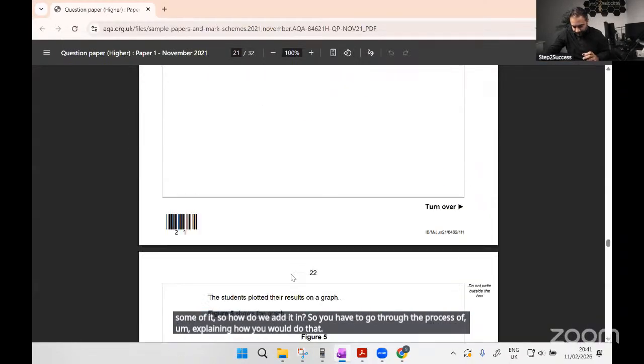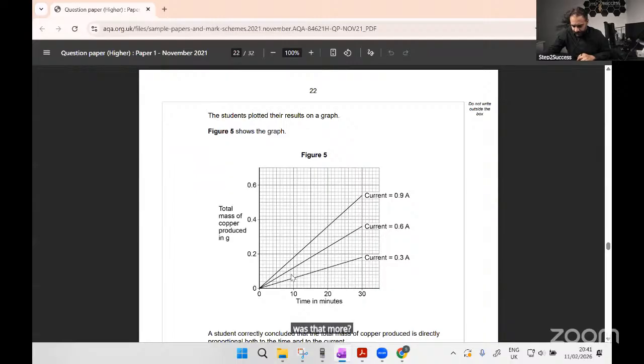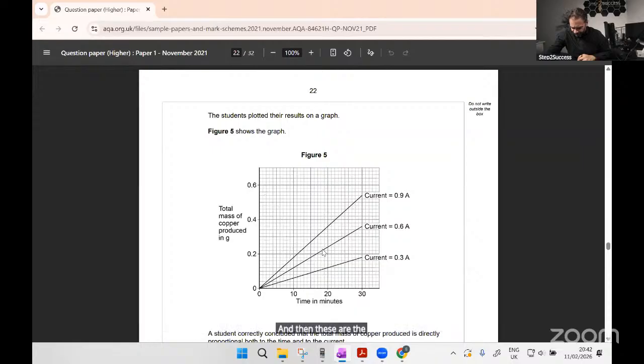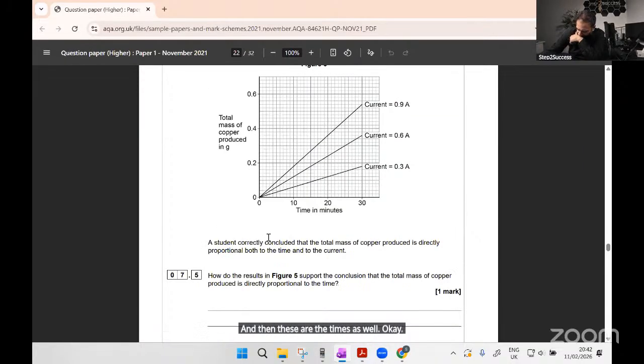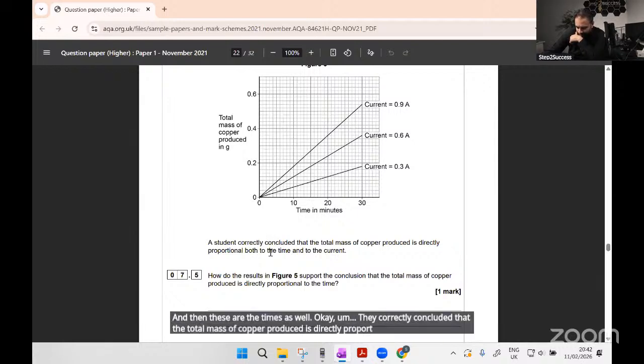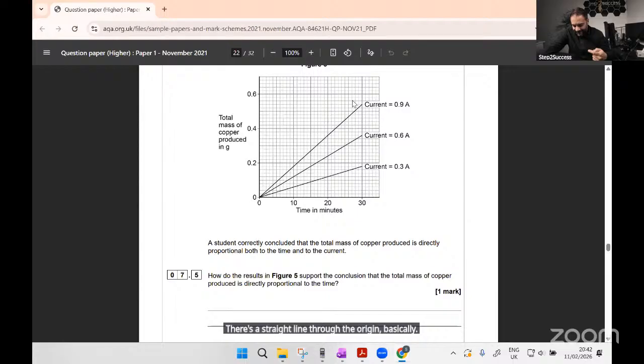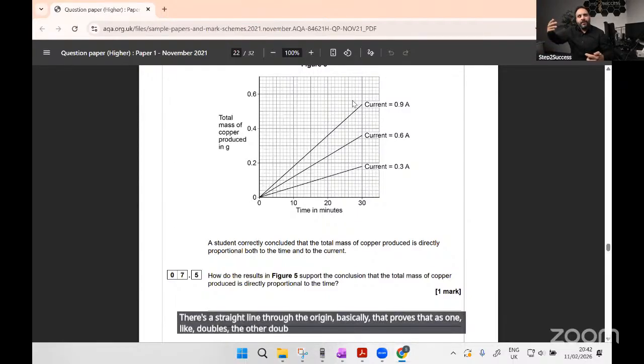Right, was there more? The students plotted their results on a graph, and they found that at 0.9 amps, you got more copper produced than you did at 0.6 and at 0.3. And then these are the times as well. They correctly concluded that the total mass of copper produced is directly proportional to both the time and the current. How do the results support the conclusion? I think it's just a straight line, isn't it? There's a straight line through the origin, basically, that proves that as one doubles, the other doubles, which is what proportionality is. So the key is the straight line part of that.